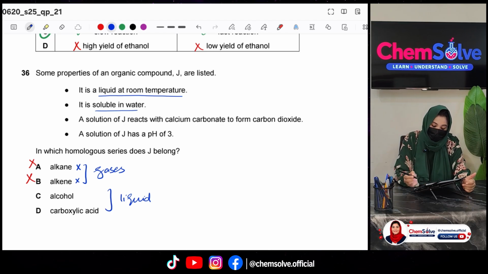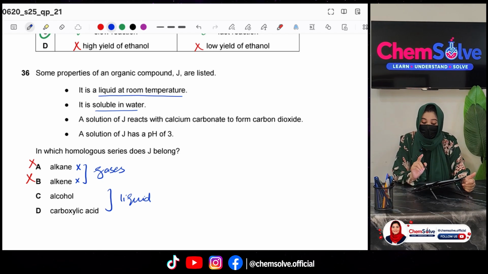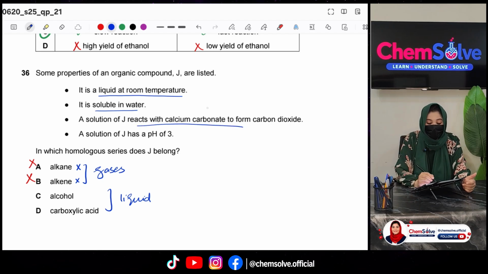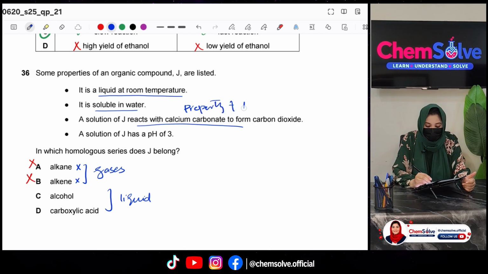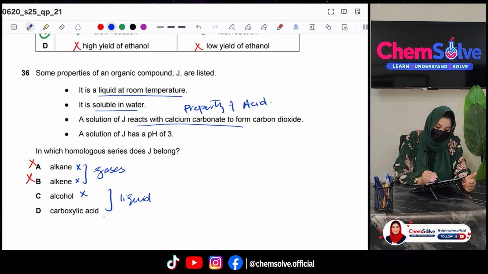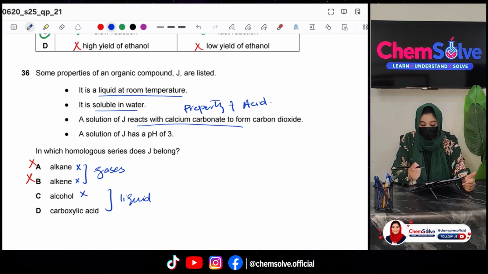It is soluble in water. This is the property of both alcohol and carboxylic acid, so I couldn't reach a conclusion here. A solution of J reacts with calcium carbonate to form carbon dioxide. This is the property of an acid. So it means alcohol couldn't be the option. The correct option could be carboxylic acid.